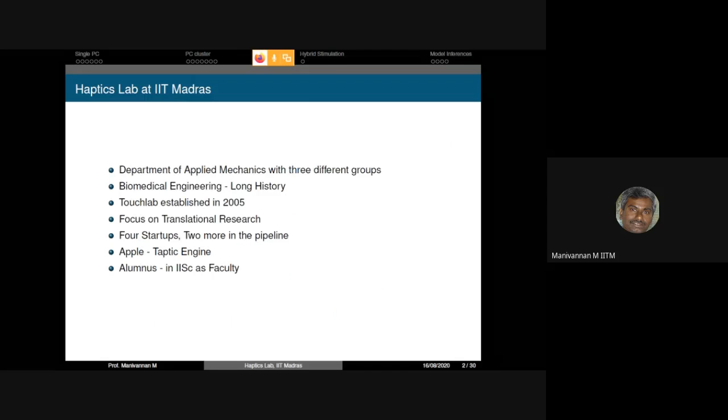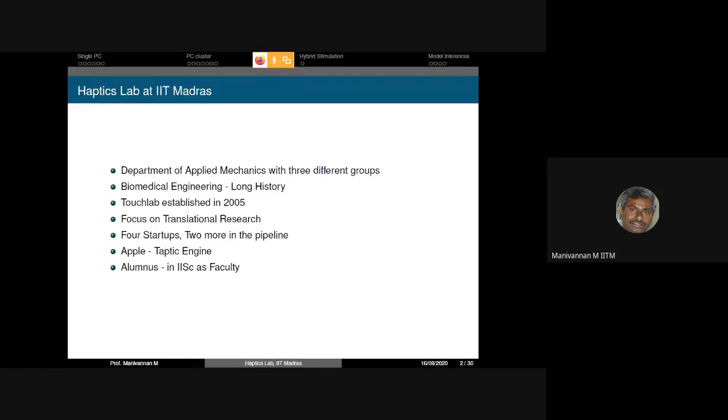Before I talk about the summary, I want to briefly introduce our lab. It is in the Department of Applied Mechanics. The department has three major groups: Biomedical Engineering, Solid Mechanics, and Fluid Mechanics, and is considered one of the most interdisciplinary departments in the institute. Biomedical Engineering has a very long history, started way back in 1961 by one of the NASA returning scientists, the first one in India along with IIT Delhi.